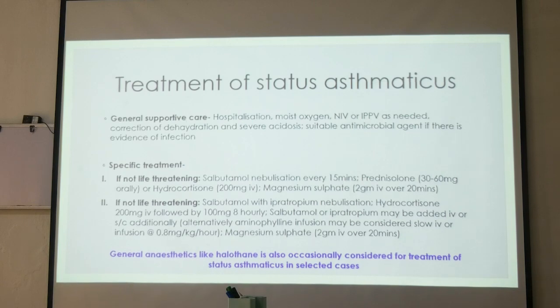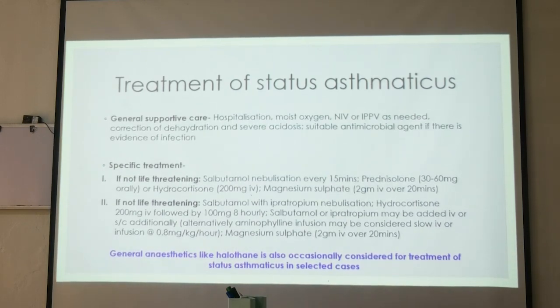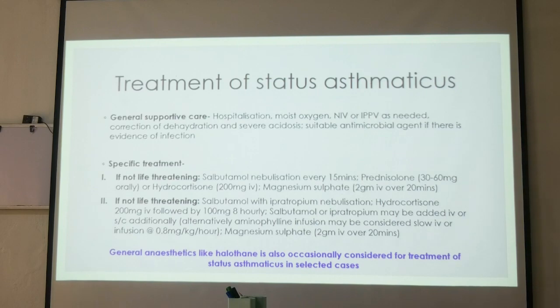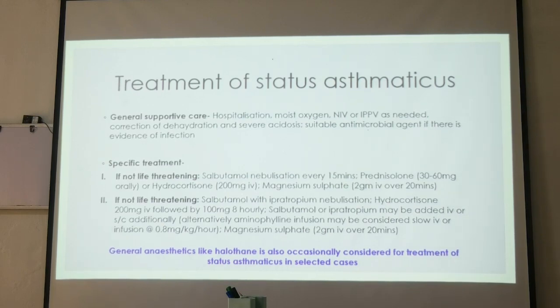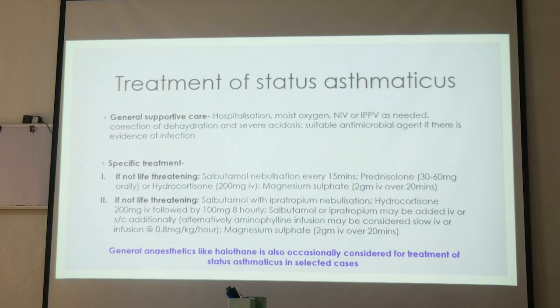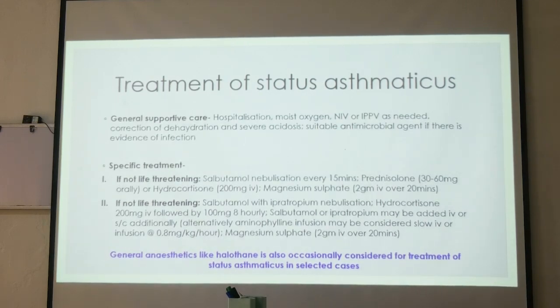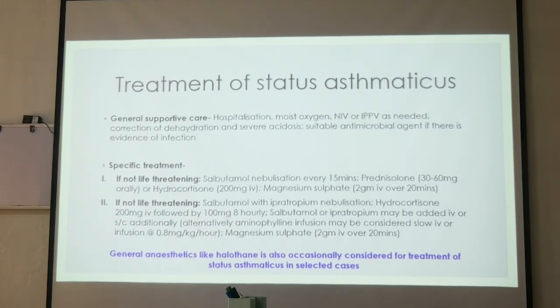Now coming to specific treatment, it includes intensive bronchodilator therapy, that is nebulization with salbutamol and ipratropium bromide, and then addition of either injectable systemic corticosteroid, that is hydrocortisone 200 milligram IV stat followed by 100 milligram IV 8 hourly, or a short course of oral corticosteroid as the patient tolerates. Additionally, salbutamol or terbutaline can be given by subcutaneous route, or aminophylline infusion may be considered. Magnesium sulfate may be given, 2 gram IV over 20 minutes. General anesthetics like halothane are also used for the treatment of status asthmaticus in selected patients.